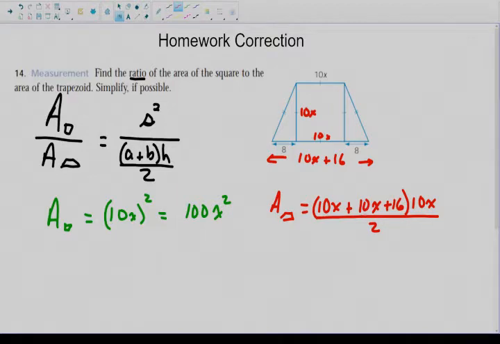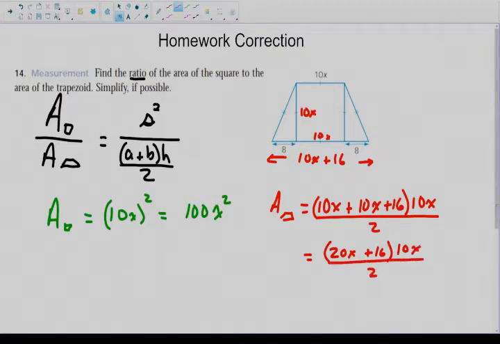Now you could do all of this in one formula, the formula for the ratio, but I find that it's often easier to do separate equations if they're very complicated, and then to bring them back into the ratio later on. So we've already simplified the area of the square as much as possible, 100x squared. Let's simplify the area of the trapezoid. So we've got 10x plus 10x, which would be 20x plus 16 times 10x over 2.